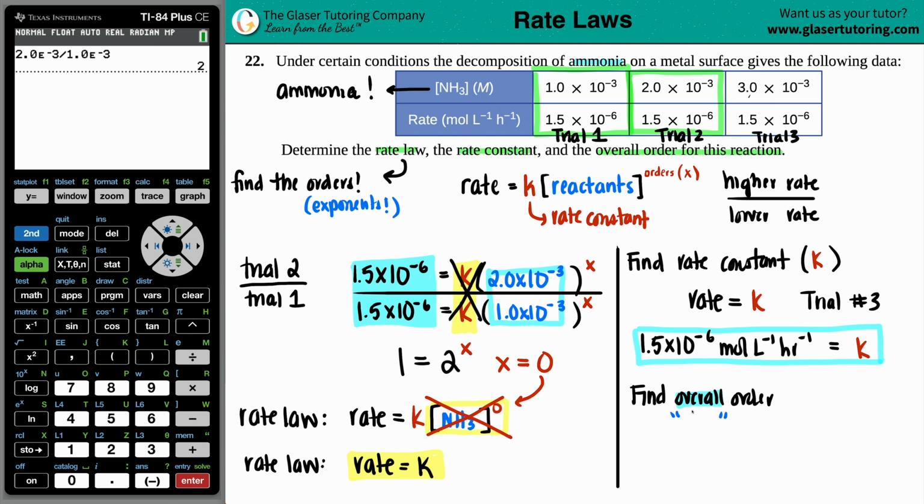The overall order just means that it's the sum. So what you're going to do is add up all the orders, all the ones that we have in our formula. But for our rate law, there was only one number, and it was 0. So in this case, you don't have to add it up because you only have one order. So the overall order, in this case, is just the 0. Whoa, that's pretty cool, though. And that's the answer here. And we are done with this problem.